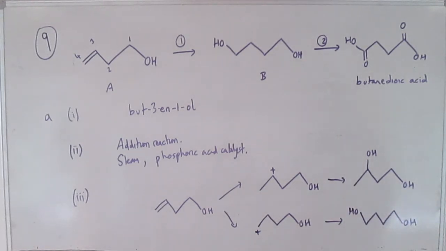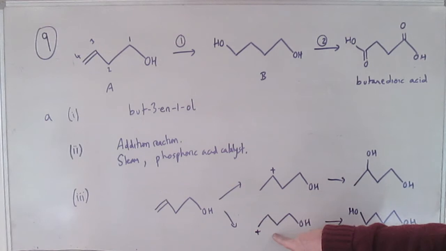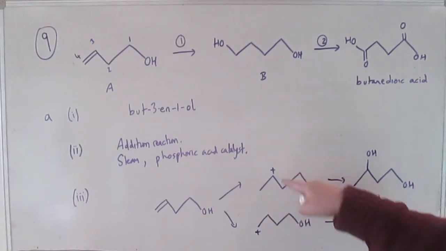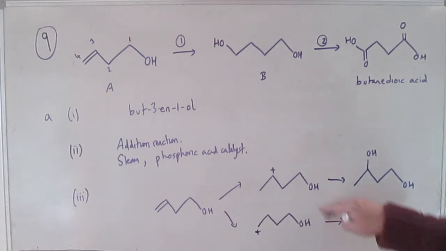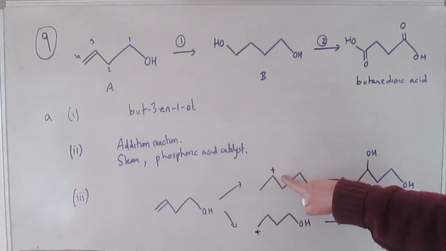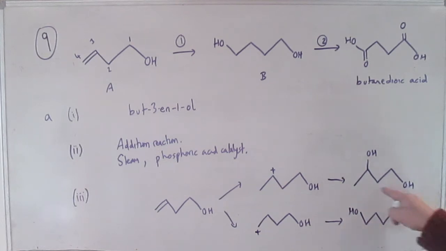And the problem that Bob has spotted is that this is a secondary carbocation, but this is a primary one. And we know that secondary carbocations are more stable than primary ones, and therefore will be formed more easily. So this is the more stable carbocation, it'll be formed more easily, and that will therefore lead to the major product, which is not the one we want. And that means that we're only going to get a relatively small amount of this.